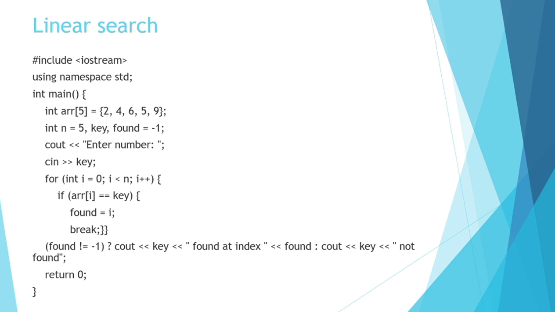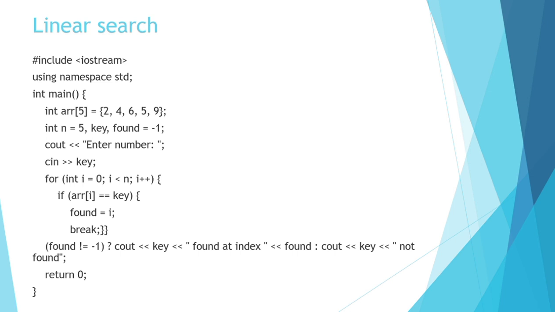size of the array, key, user input, and found, which is initially set to -1 to indicate that the number has not been found. The program then prompts the user to enter a number, key, which is taken as input using cin. Next, a for loop iterates through the array, comparing each element with the entered key. If a match is found, the found variable is updated with the index of the matching element, and the loop terminates early using break. After the loop, a ternary operator checks whether found has changed from -1.